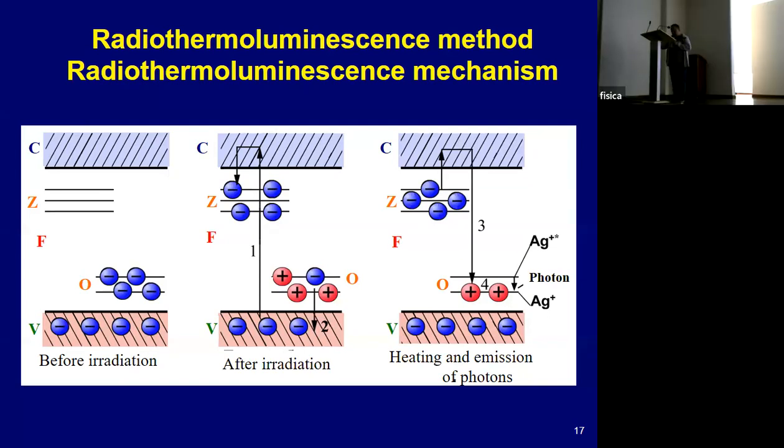To release the energy of ionizing radiation accumulated in this substance, additional heating of the crystals is required, as a result of which the electrons are released from the Z centers here. And then they combine with holes at the O centers, condition 3.